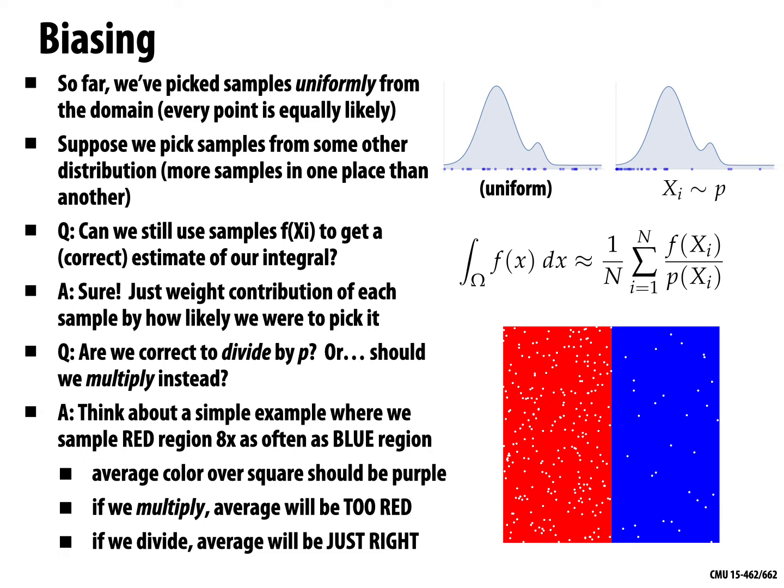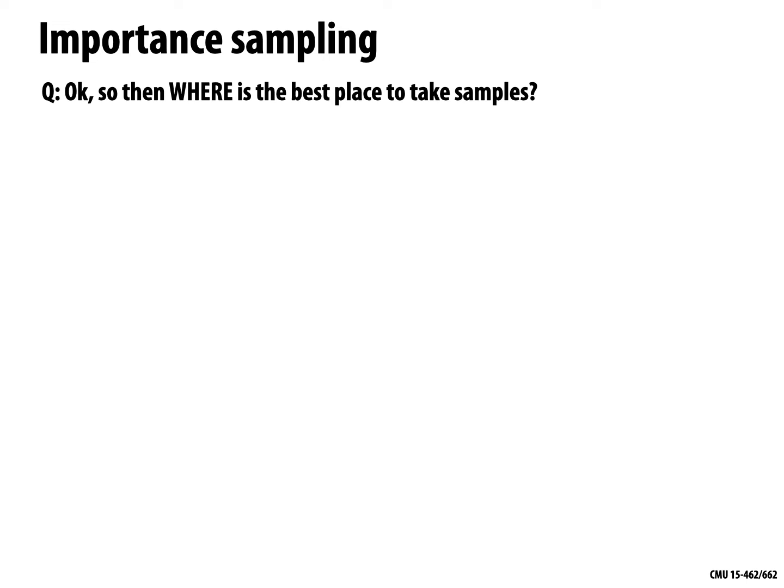So this idea of biasing the samples leads naturally to the idea of importance sampling. We know that we can shift our sampling pattern around. We can put more samples in one region than another. But we have to answer then, well, where? What is the best place to put those samples so that we get a good estimate of our integral quickly?